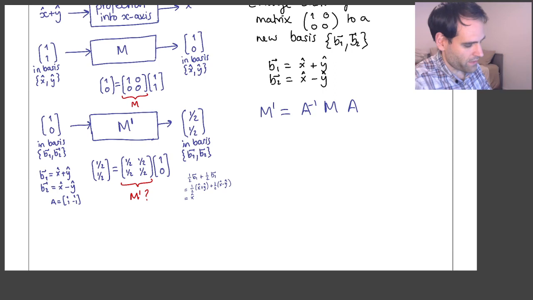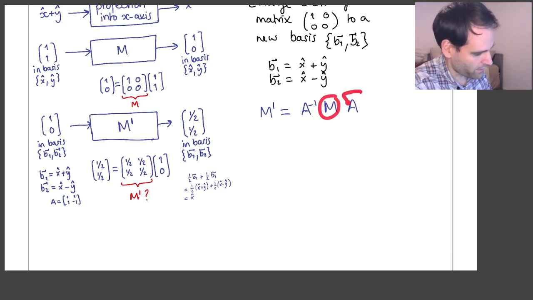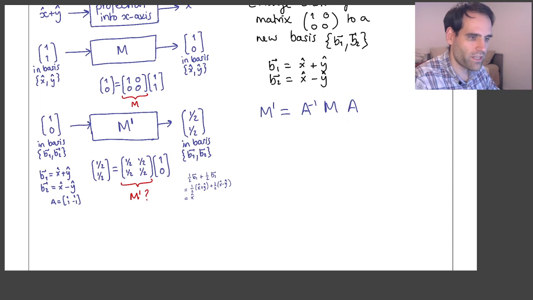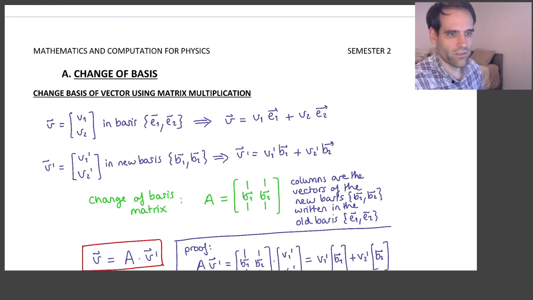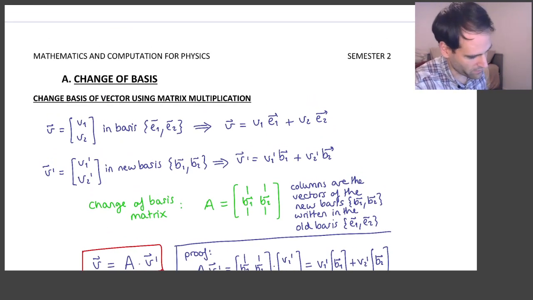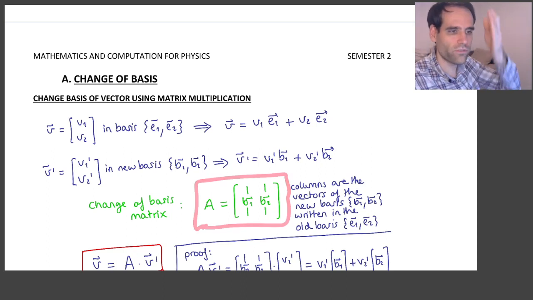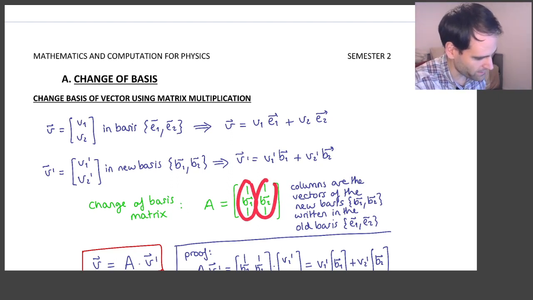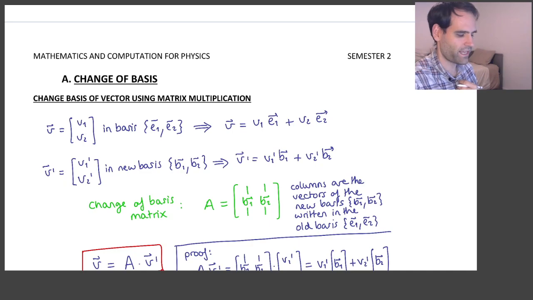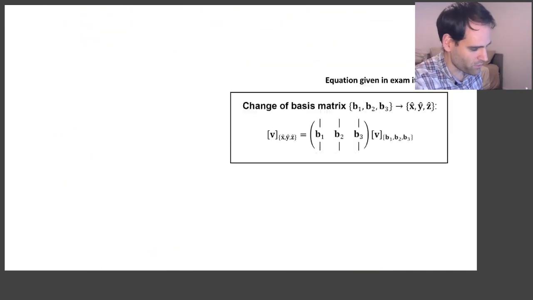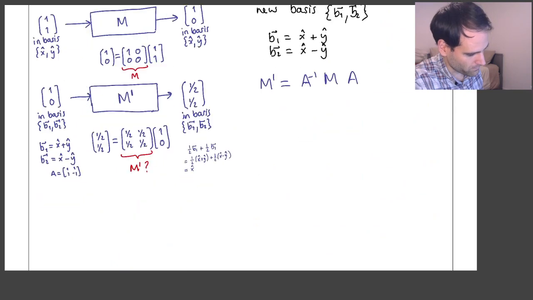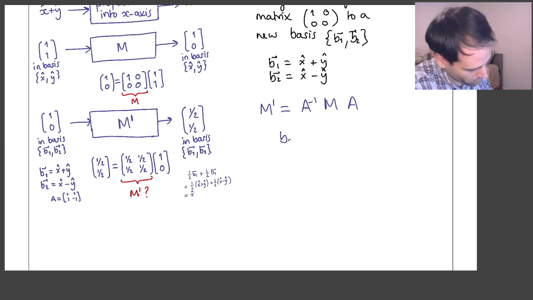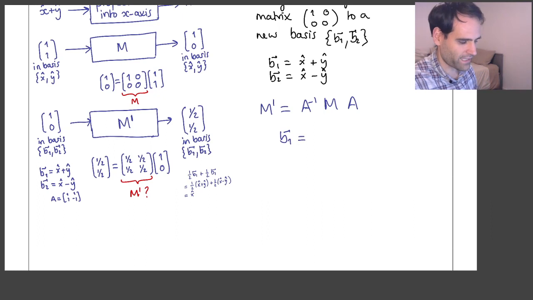Okay, now M we know, but what about A, the change of basis matrix? Well, we need to remember how the change of basis matrix was built. So if we go back to the change of basis chapter, remember that the change of basis matrix is simply writing as its columns the vectors of the new basis, but writing those vectors in the old basis, which for us is x hat, y hat. Okay, so we need to write B1 and B2 in the old basis, which is x hat and y hat.